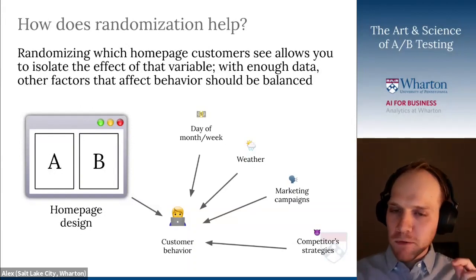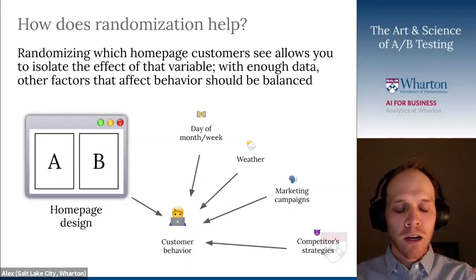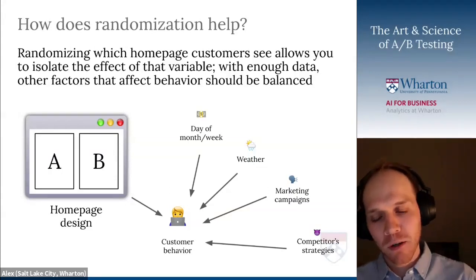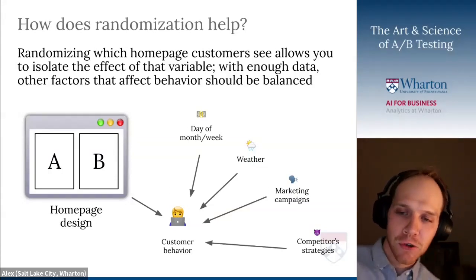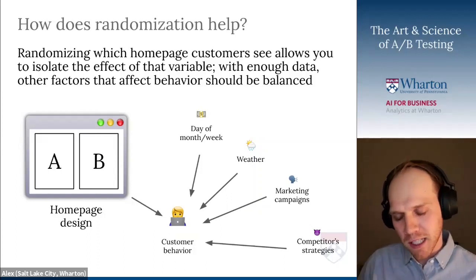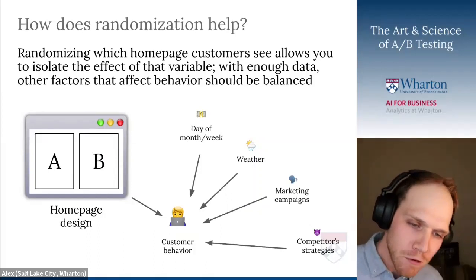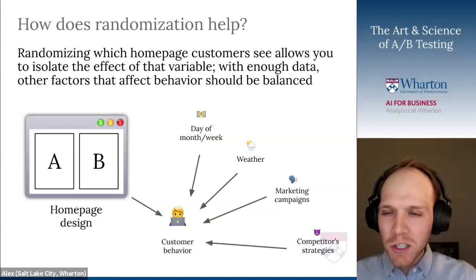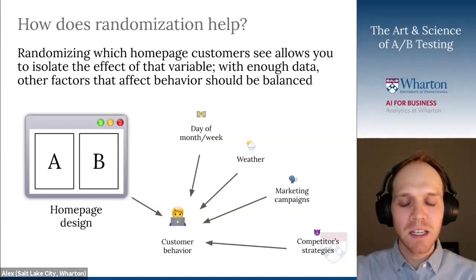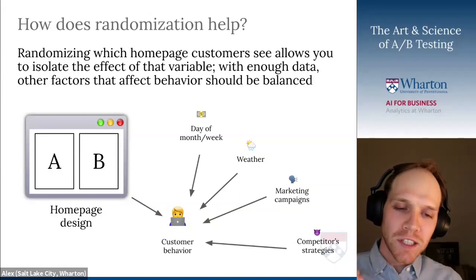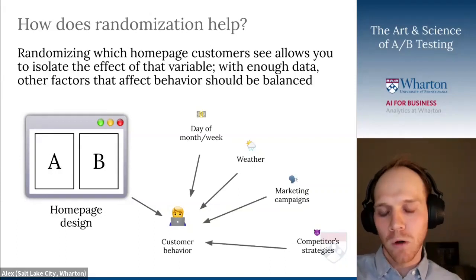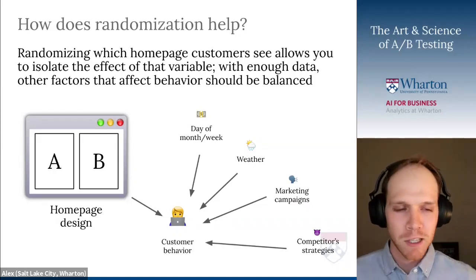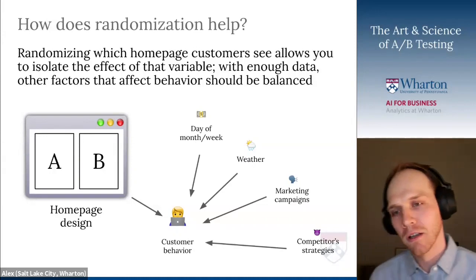The purpose of randomization is to make sure that the only thing that really varies systematically between the two groups in your experiment is the thing that is under your control, the thing you're trying to measure the effect of, in this case, the homepage redesign. And all of the other factors, even though we can't control them explicitly, with a large enough sample size should statistically average out and be equal between the customers who saw version A and the customers who saw version B. That's, at a high level, what randomization is doing for us.